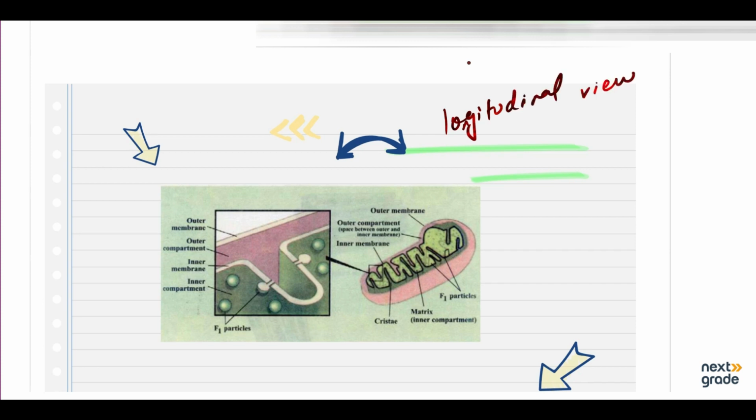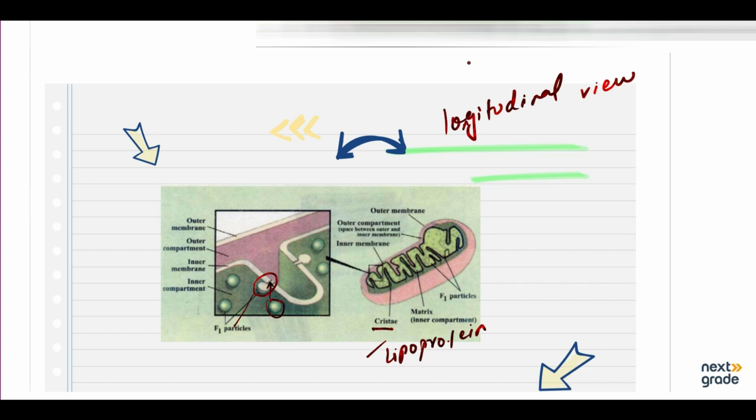The main features are shown. If you see the cristae here, they are made up of a lipoprotein membrane that contains different sorts of enzymes, and F1 particles are embedded into it. Here you are seeing the F1 particles after a special processing: the inner mitochondrial membrane is ruptured and the F1 particles come to the surface. First they are inside, then they come to the surface.